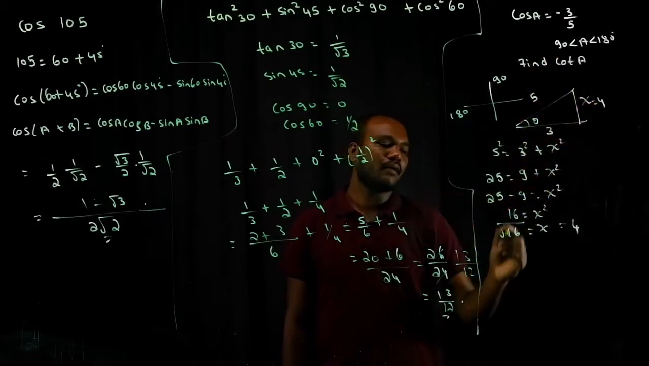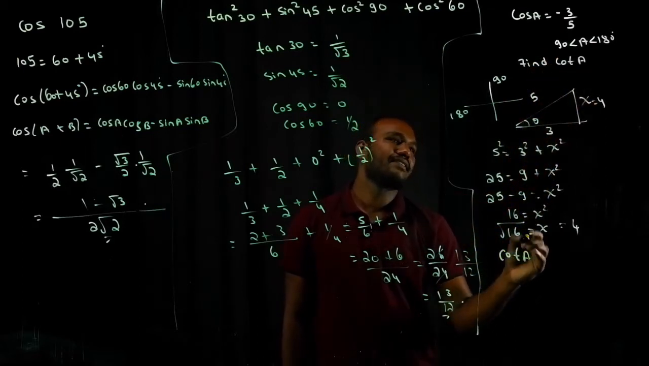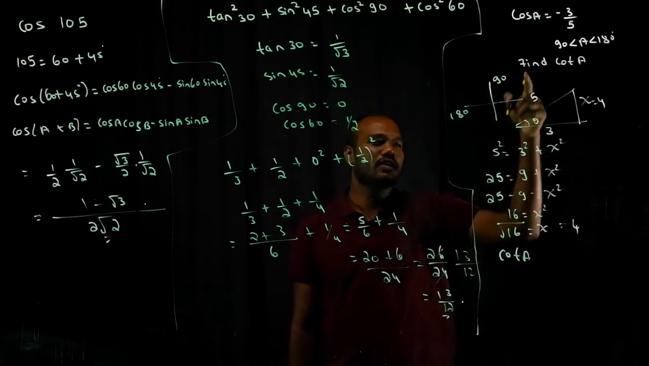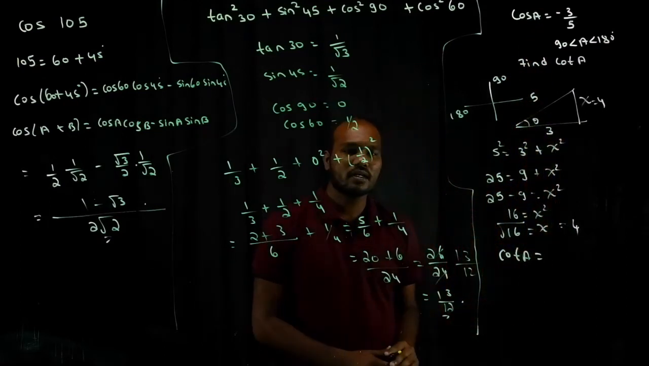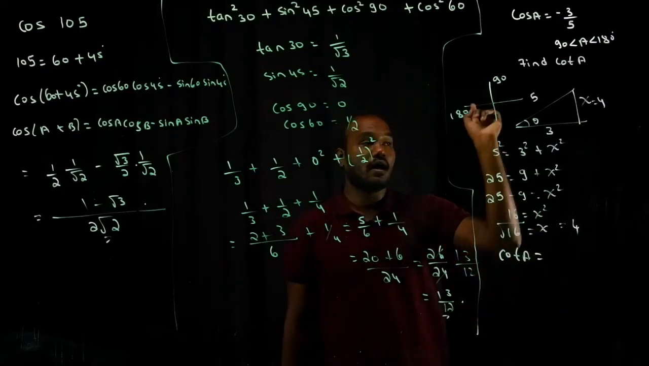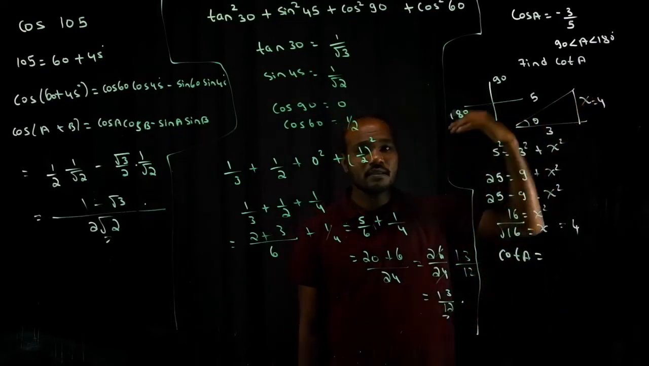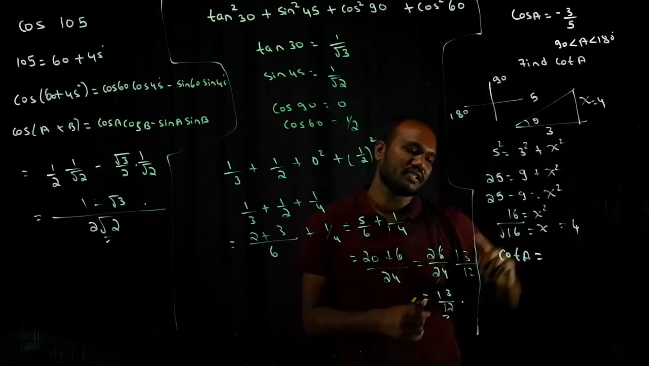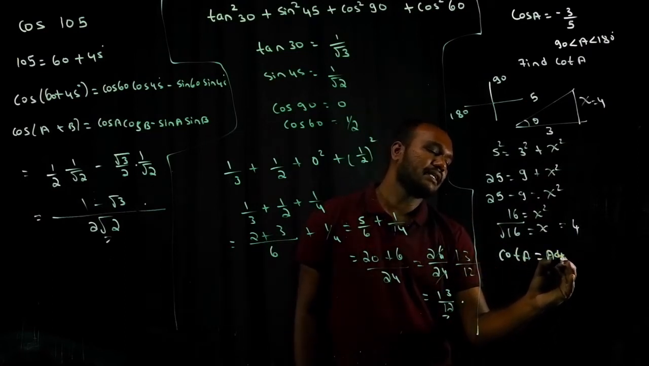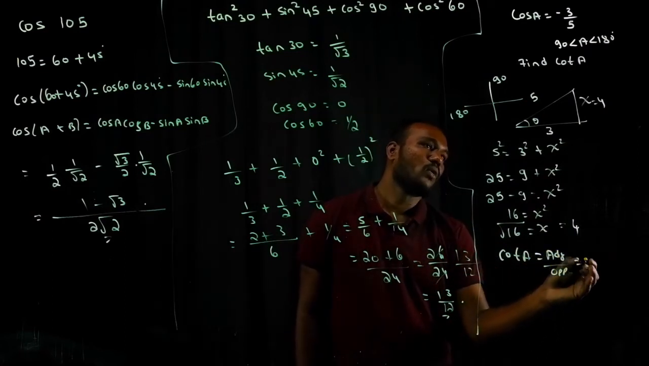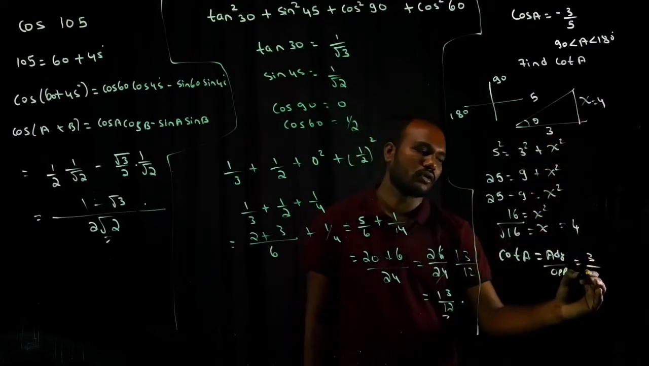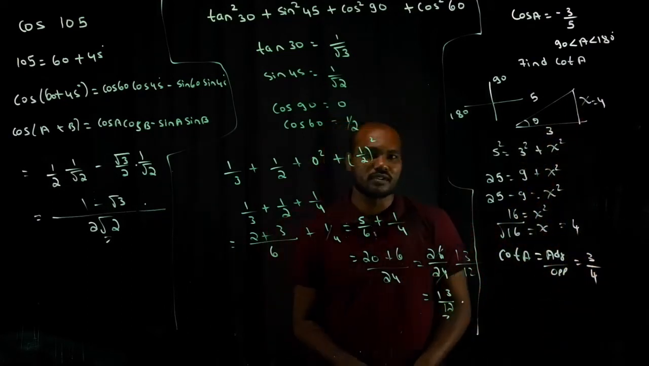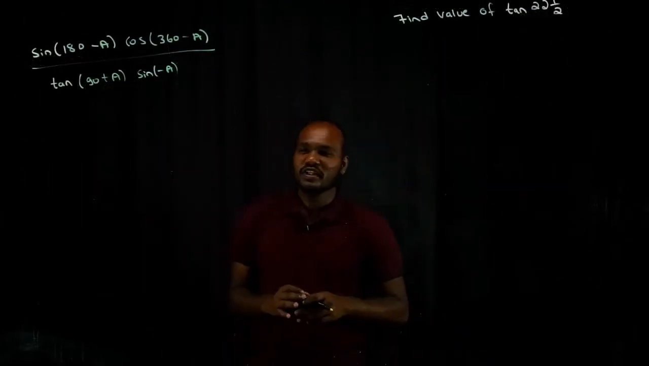So cot A, this is theta, but this is given as A. I have taken it as theta. You can take it as A also. So cot A is what? Cot A is adjacent upon opposite. What is the adjacent? 3. What is the opposite? 4. So 3 by 4. Let's go to the next question.